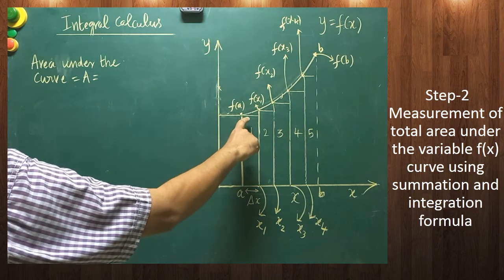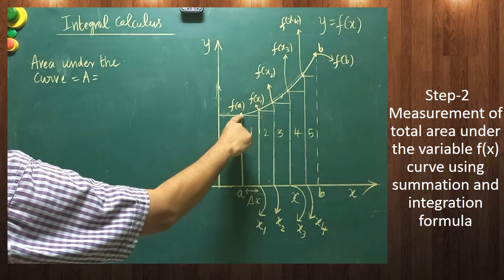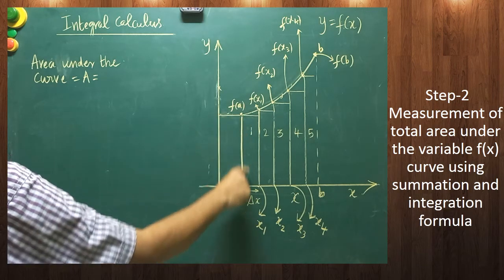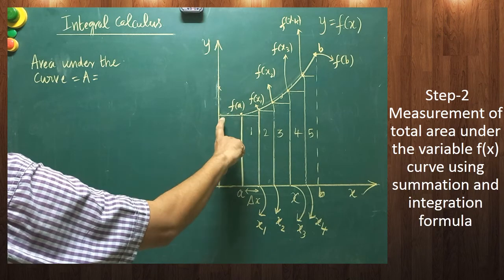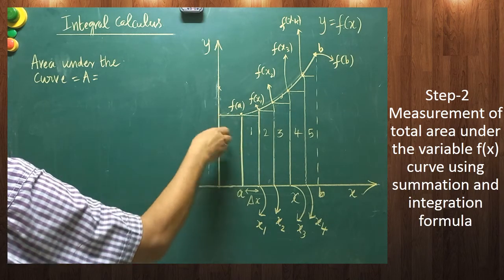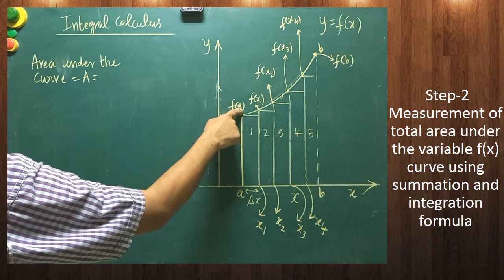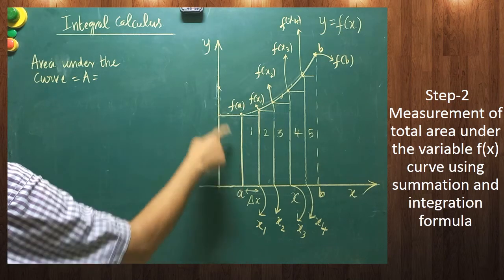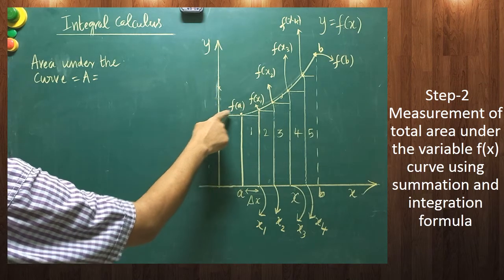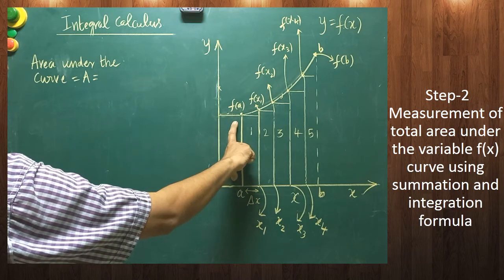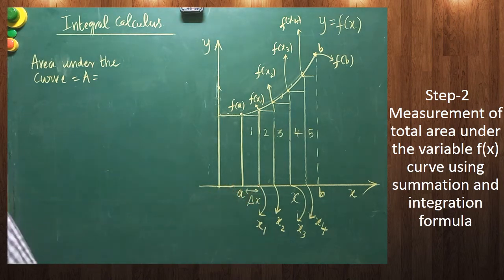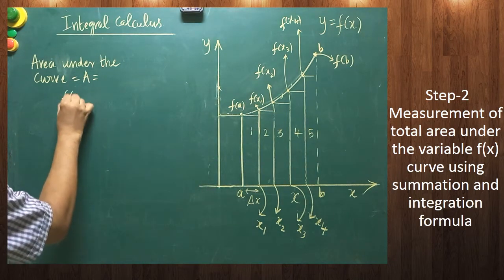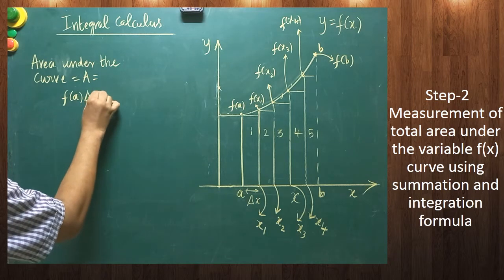First you take this first strip. This point is related to A. Here the value of y depends on which one? A. Therefore, this height is called f of A. This particular y value is a function of A. That's why this particular y value is called f of A. Therefore, the height of this portion is also called f of A and the width is del x. So, calculate the area of the first strip. How to calculate? f of A into width del x.